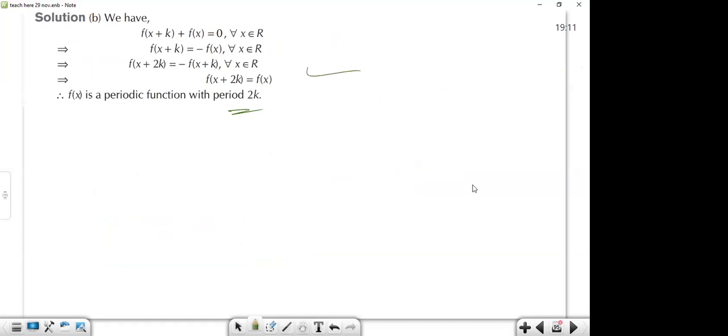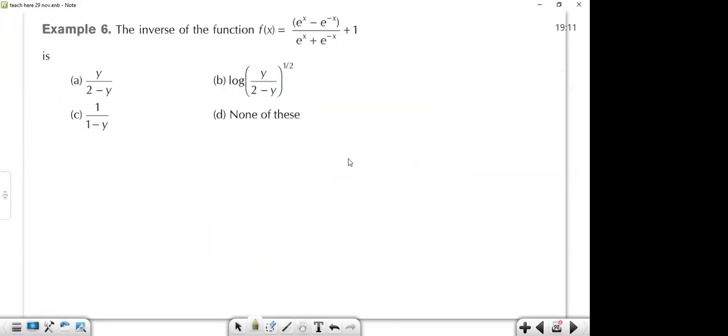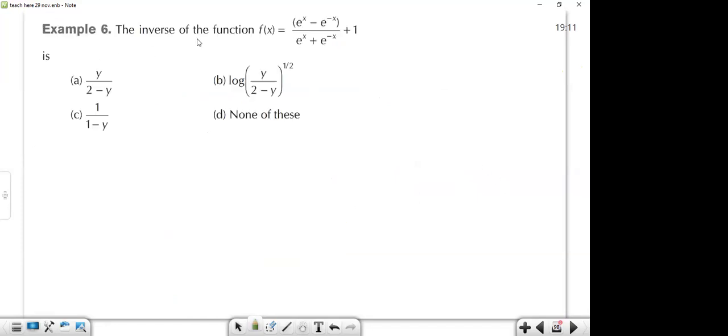Okay. So identical functions, we have already discussed. They are the same, the output will be the same. Two functions are equal functions if they have the same domain and range. Explicit functions if y and x can be separated. Implicit functions if y and x cannot be separated. Invertible functions, one-one and onto functions.